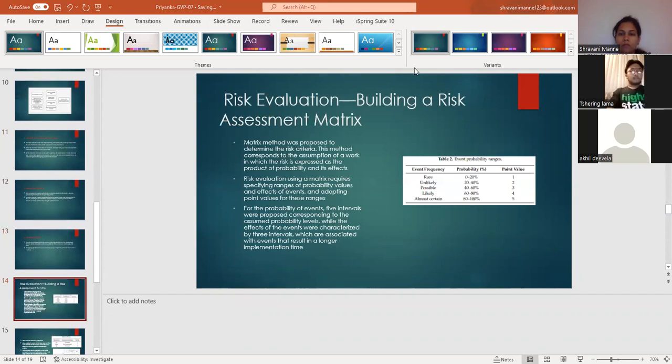Hi everyone, my name is Chuning Lama, and I will be covering risk evaluation, building a risk assessment. Matrix methods were proposed to determine the criteria. These methods correspond to the assumption of a work in which the risk is expressed as the product of probability and its effect.